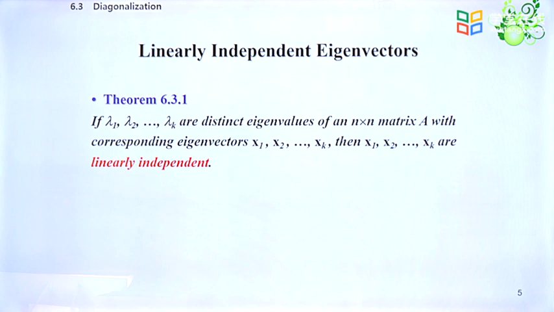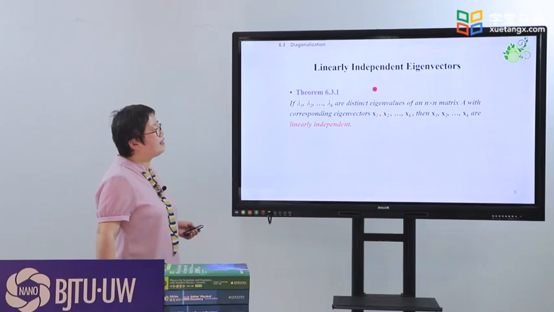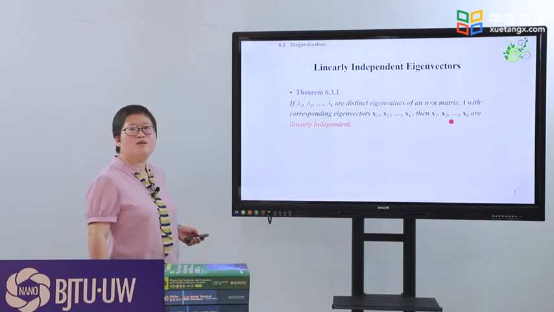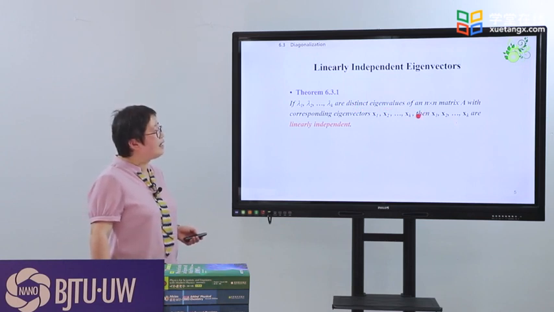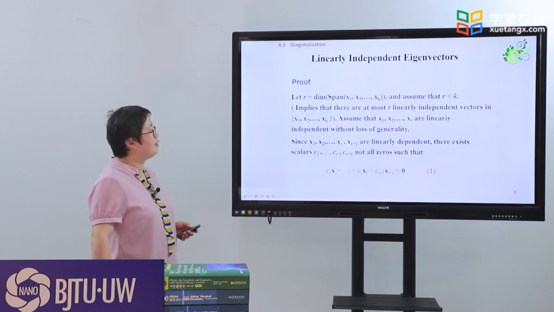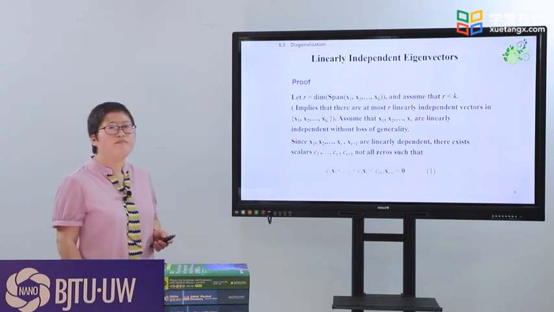Theorem 6.3.1. If lambda 1, lambda 2 till lambda k are distinct eigenvalues of an n by n matrix A with corresponding eigenvectors x1, x2 till xk, then x1, x2 till xk are linearly independent. So if the eigenvalues are distinct, are different, then we can say their corresponding eigenvectors x1, x2 till xk are linearly independent. We prove this.